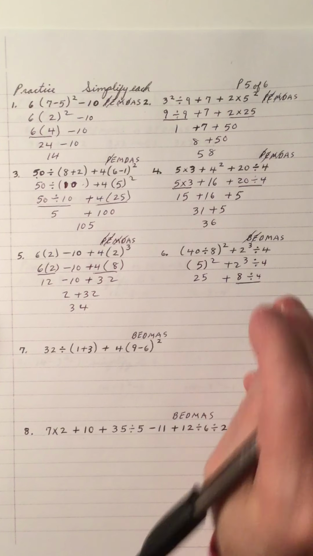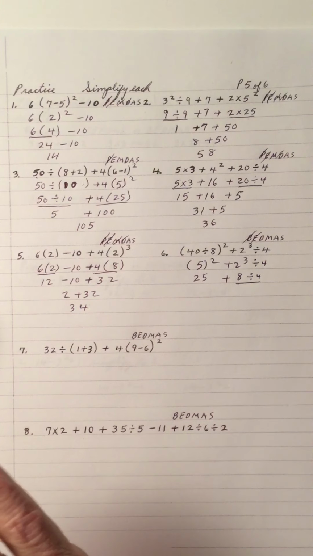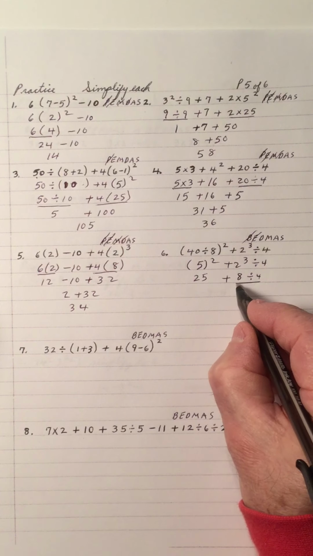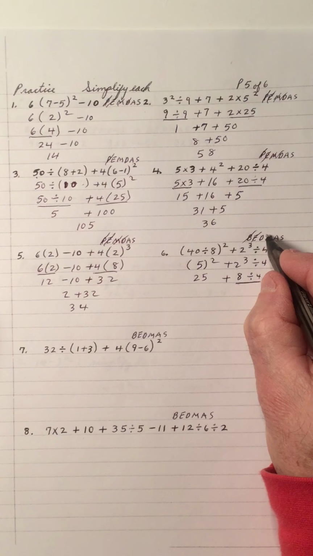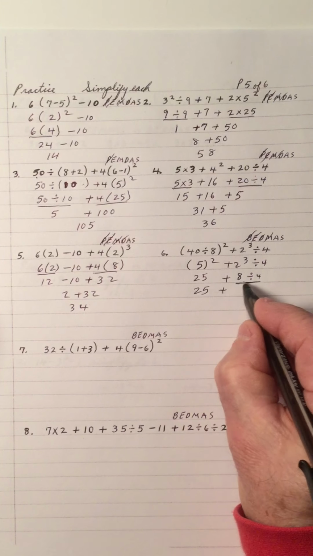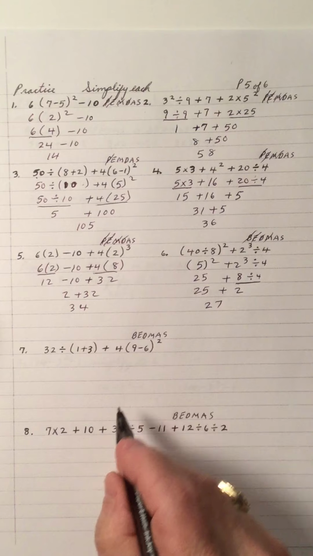I have to do that division first. If I add the 25 and 8 and then divide by 4, it's wrong. I have to do this division first because it says division, multiplication. So by underlining it, it tells me what I've got to do. So 25 plus 8 divided by 4 is 2. And the only thing left is add.